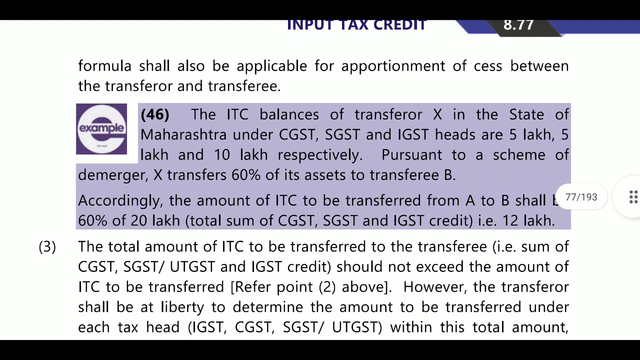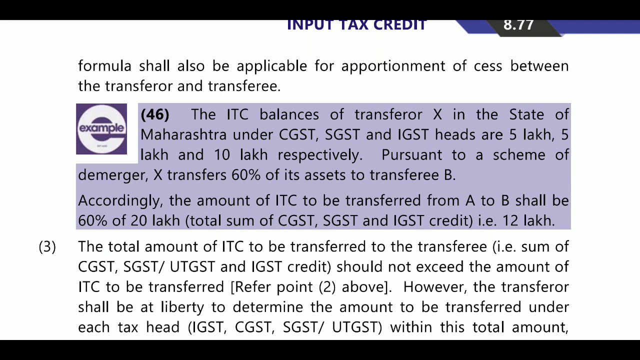For example, the ITC balance of the transferor. The ITC balances of transferor X in the state of Maharashtra under CGST, SGST and IGST heads are 5 lakhs, 5 lakhs and 10 lakhs respectively. 5 lakhs is related to CGST, 5 lakhs to SGST and 10 lakhs is for the IGST head.